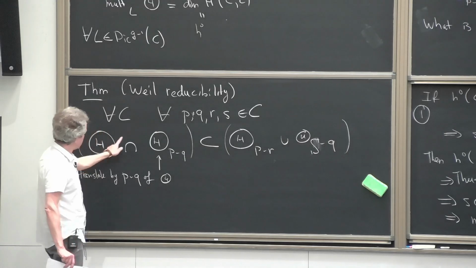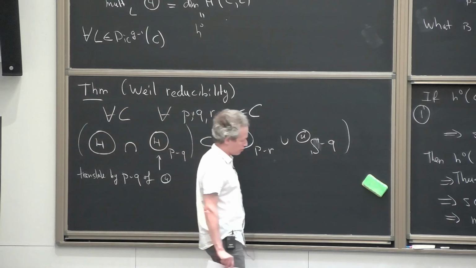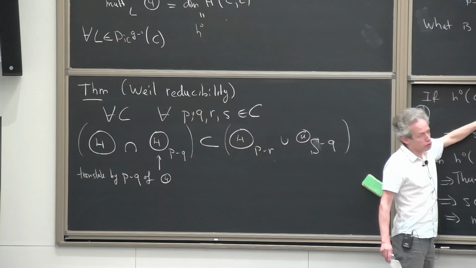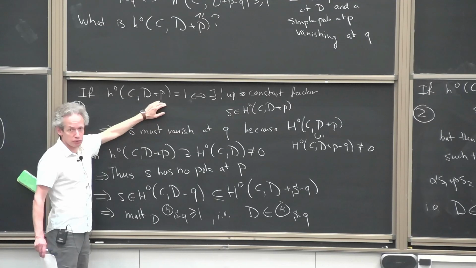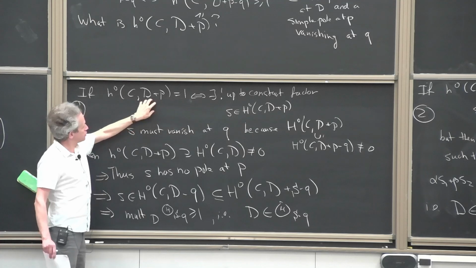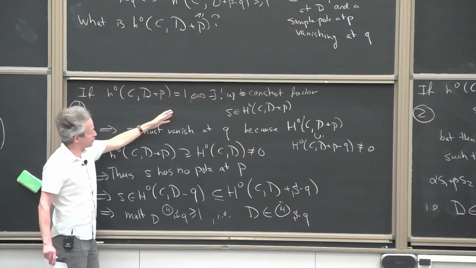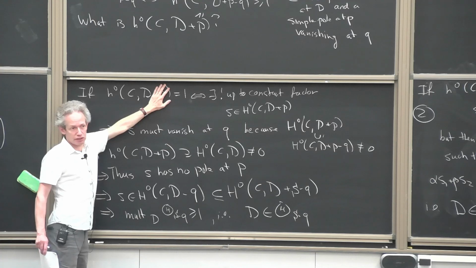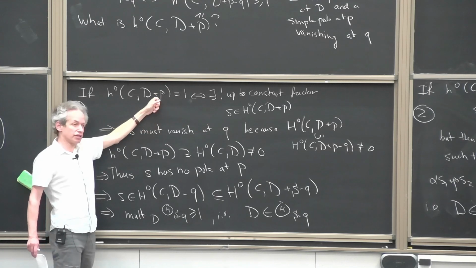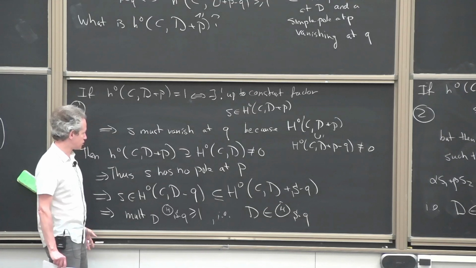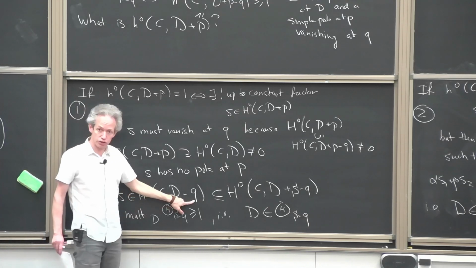So I said, if I have something here, let's look at how many sections the divisor D plus P has. It really has at most 2 sections, because I've added just a simple pole. If it only has 1 section, since this contains a space of sections that vanish at Q and a space of sections that do not have a pole at P, this one section must really not have a pole at P and must automatically have a 0 at Q. So this means I then have a section of D minus Q.